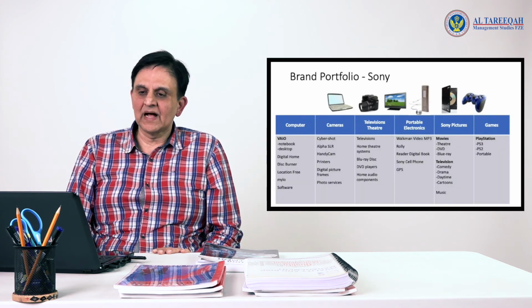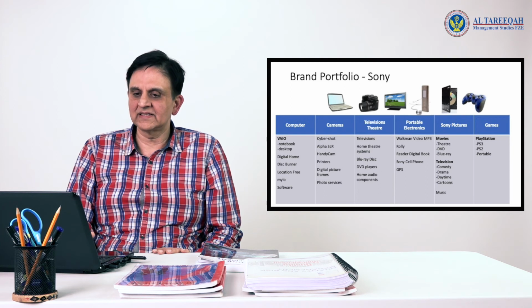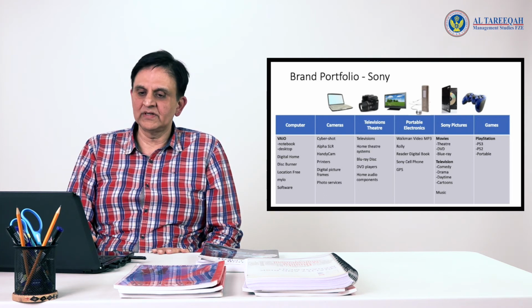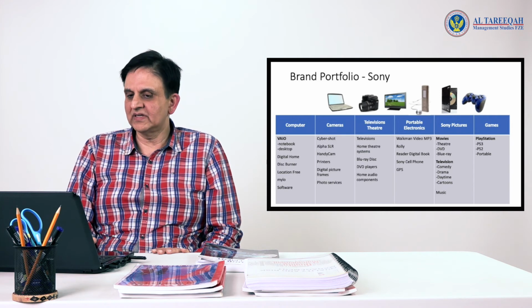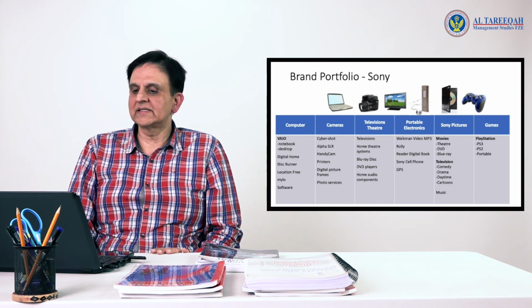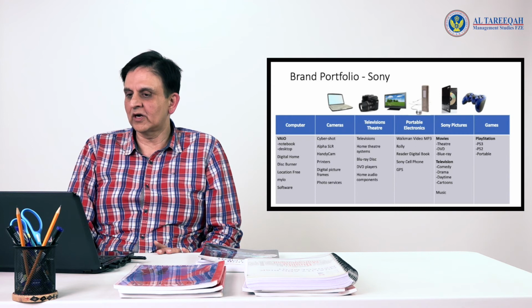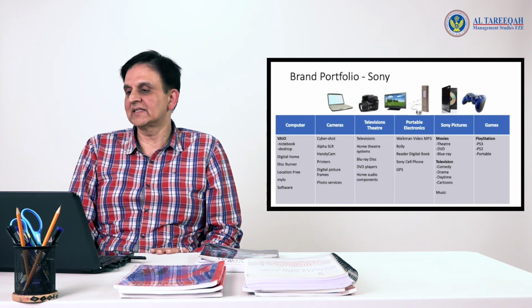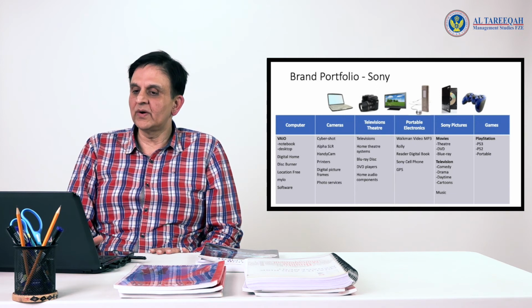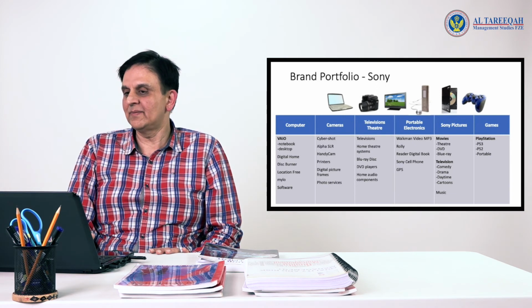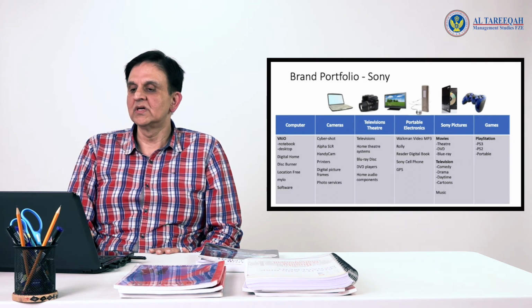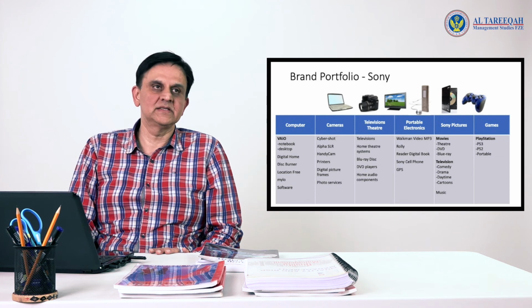In the case of a Sony example, if you see the brand portfolio, you have the computer segment where it has, of course, the desktop and the notebook. You have the digital home, you have the software that it offers, and you have all of this in the computer category. In the camera category also, Sony exists, and it has its presence with the different models there. Home televisions and theaters also, it has its equipment, portable electronics, movies and entertainment, and lastly games. So this is the portfolio of the mother brand, or the company brand, the brand Sony being used across these different categories.